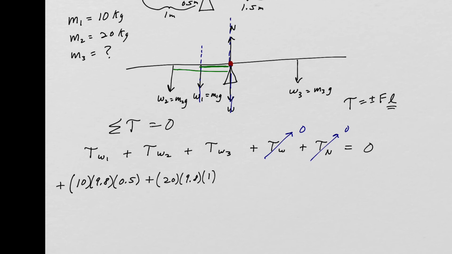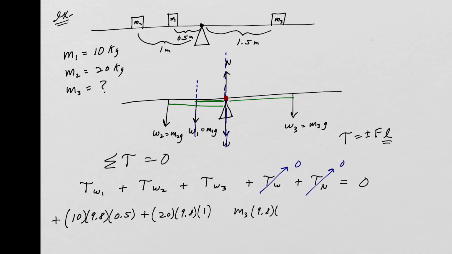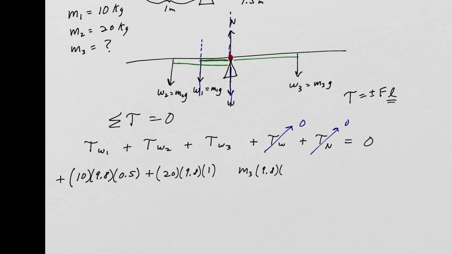And finally, on the other side, I have weight 3. So the torque due to weight 3 is going to be the force, which is the weight. I don't know M3, so I'll leave it as M3 times 9.8, and then times the moment arm, which is this distance, right? And that was 1.5. Remember, up here we labeled it as 1.5. So this is 1.5. But since that force would tend to rotate the board clockwise, this is a negative torque. And then that's got to all equal 0.